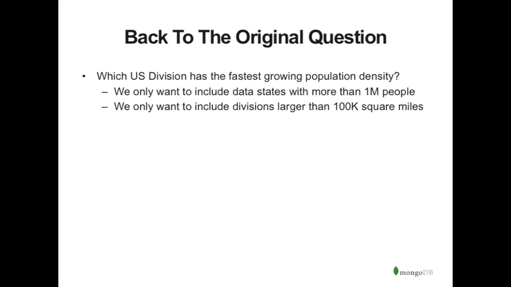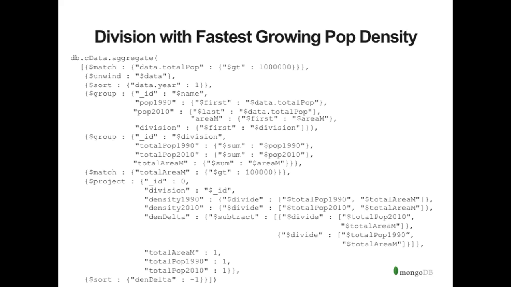So at the beginning of this talk, I posed the question: can we write a query like this? Which U.S. division has the fastest growing population density, assuming that we only want to include states with more than 1 million people, and we only want to include divisions less than 100 square miles? So in the first 30, 35 minutes I've been talking, I've given you all of the tools to write that query. And just in case you can't type that fast, here is what that aggregation query looks like.